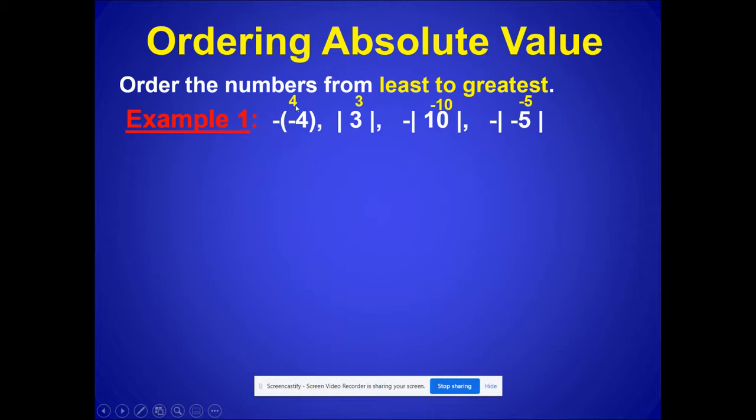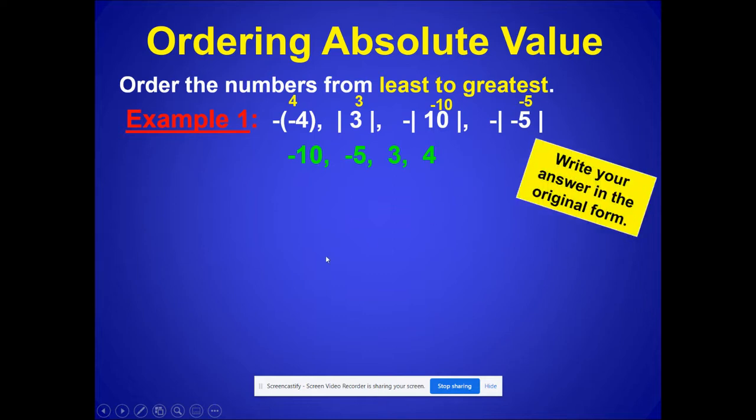Now that I have these values, and I have them in yellow, we are going to put these values in order from least to greatest. So the smallest value is going to be -10, and then we're going to have -5, and then 3, and then 4. But this is not our answer. We have to write our answer back in its original form.